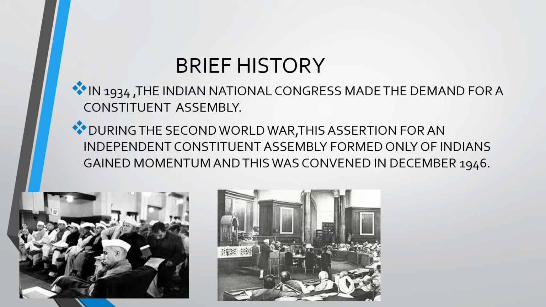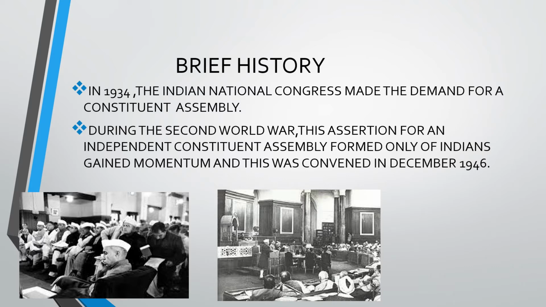In those days they had great influence, like the BJP or any other party today. At that time the Indian National Congress was there, and they demanded in front of the British that we want to make a constituent assembly. What does constituent assembly mean? It is a group of persons who are responsible for drafting a constitution. The group of persons who drafted the constitution.